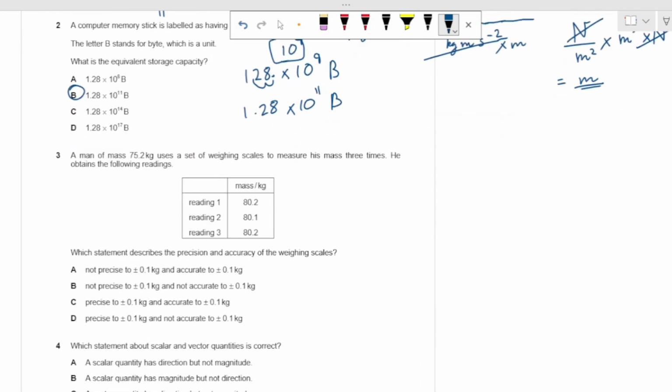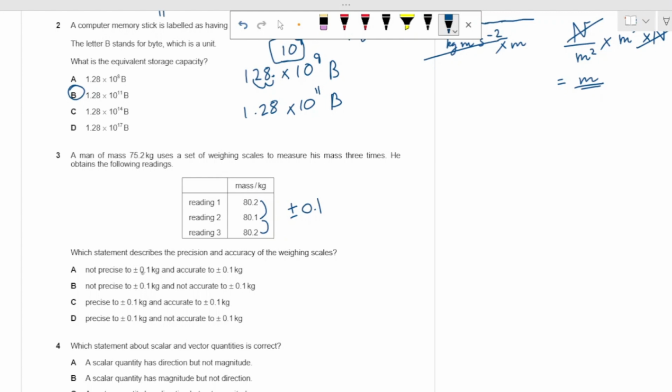Question number 3. A man of mass 75.2 kg uses a set of weighing scales to measure his mass 3 times. He obtains the following readings. Which statement describes the precision and accuracy of the weighing scales? Alright. So, what is precision? Precision is how close the values are to one another, and accuracy is how close the values are to the true value. If we subtract these values from one another, you will get an error of plus minus 0.1, which is actually the precision. Therefore, we can see which options do not apply to it.